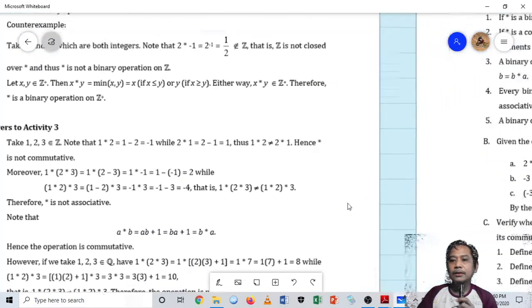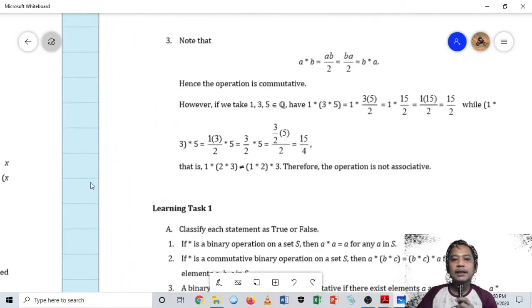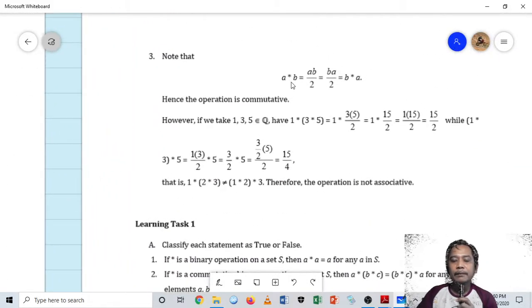So, note that A operation B, by definition of asterisk in number 3, is AB over 2. But again, AB is the same as BA. So, copy over 2. So, it will be BA over 2, which again by definition of asterisk is B operation A. So it is always the case that A operation B is equal to B operation A. So we say that the operation asterisk defined in number 3 is commutative. But again, we suspect that it is not associative.